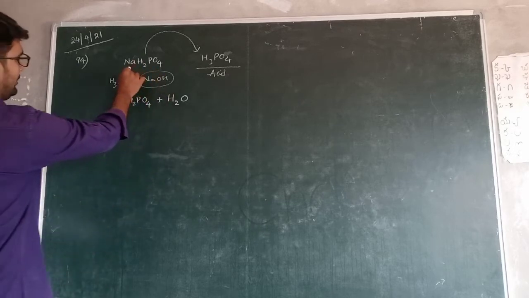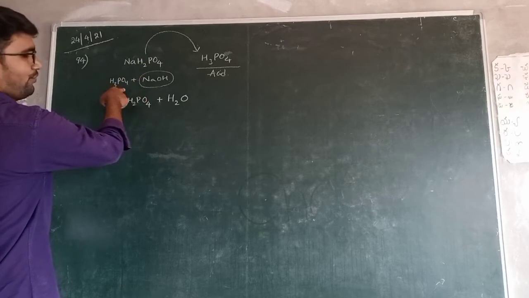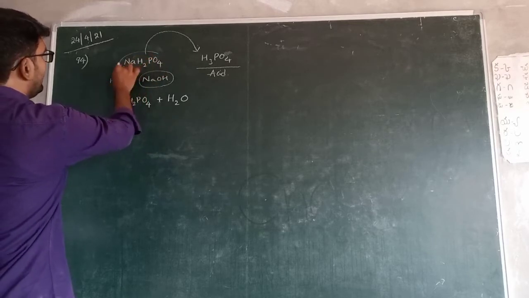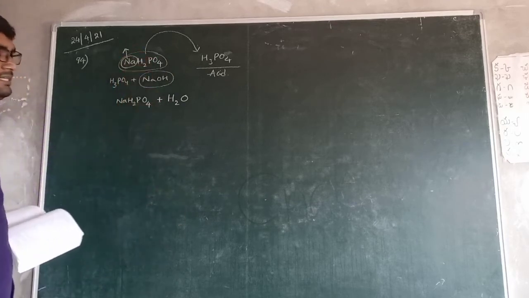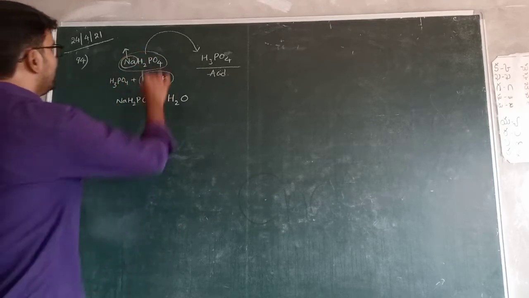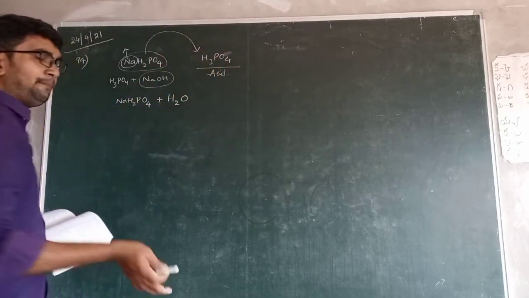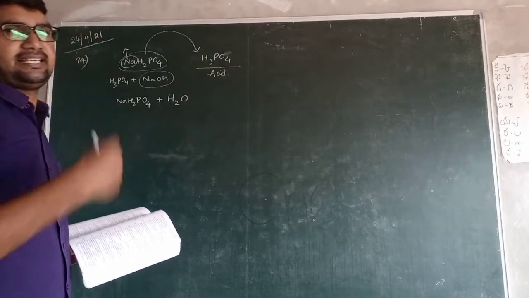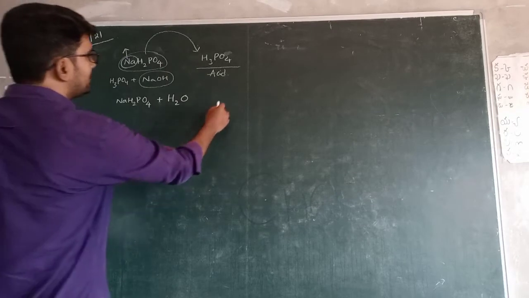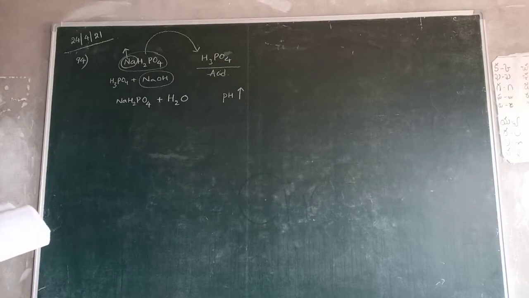So it is a salt. What type of salt? 1 mole of NaOH reacts with H3PO4, so in this one, some part of basic nature is present. This Na means some basic part is present. This basic part of the salt is added to the pure acid, then the pH value increases. Basic nature increases means pH value increases. This is the 94th problem.